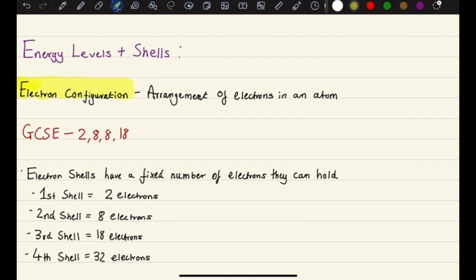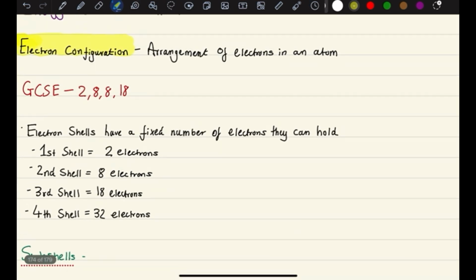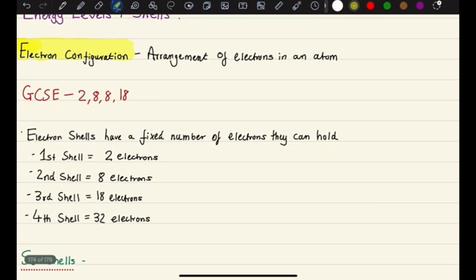So, we're going to talk about a bit about electron configuration, which is the arrangement of electrons in an atom, yeah? Don't worry too much about the definition, probably won't ask you on the exam. But here's where we change things up. Now I'm going to tell you, the first shell does have 2 electrons, the second does have 8, but then the third has 18, and the fourth has 32. Cool. Let's let it simmer down.